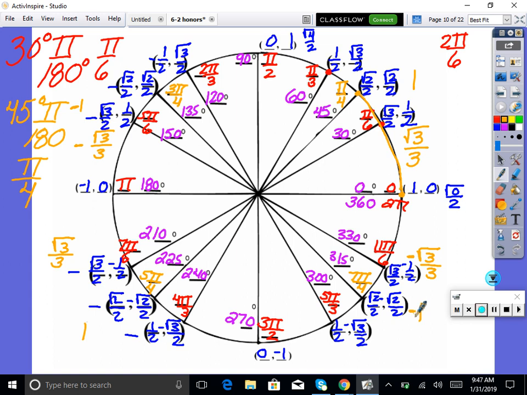What would the tangent be at this? So you could do some math real quick. It'd be this divided by this. You get square root of 3. We get square root of 3 right here. Do you guys need me to do the math, or could you do the y divided by x?